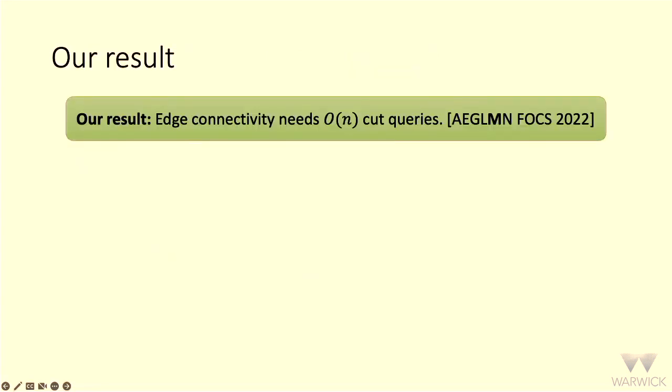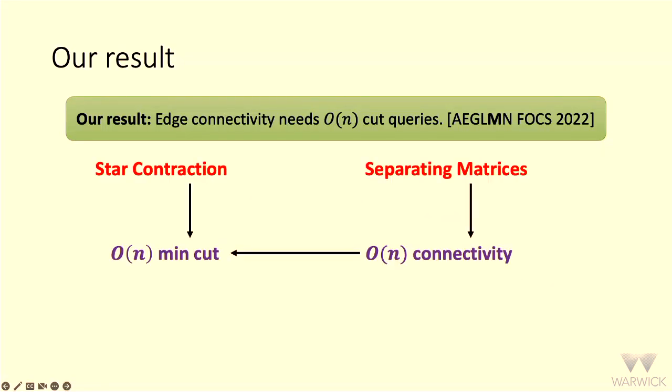So let me take 2 minutes to give you the idea of how it works. I think it is fairly interesting and a very cute idea. It uses two things. One technique is called star contraction. The other one is called separating matrix. I'm going to skip this one. I'm just going to talk a little bit about star contraction because it's a fairly non-specific technique.